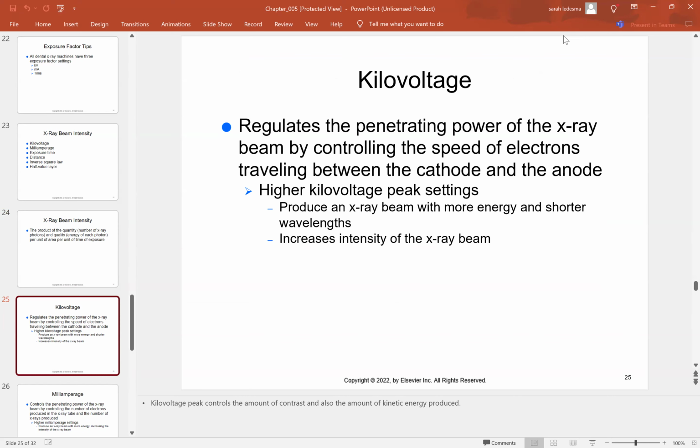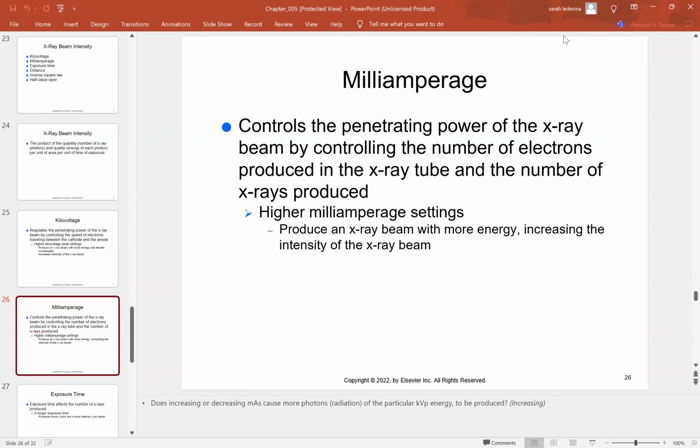Kilovoltage regulates the penetrating power of the X-ray beam by controlling the speed of electrons traveling between the cathode and anode. Higher kilovoltage peak settings produce an X-ray beam with more energy and short wavelengths. Increased intensity of the X-ray beam.